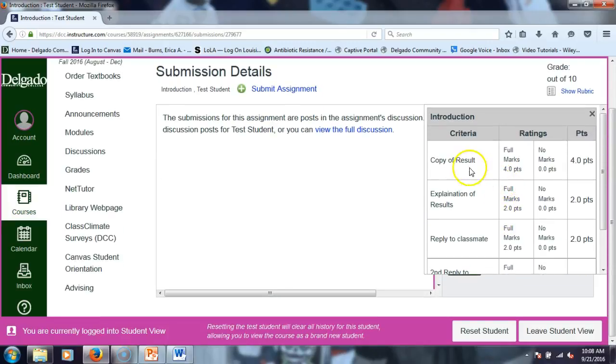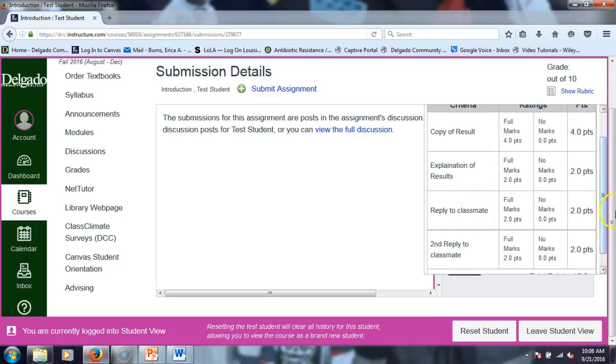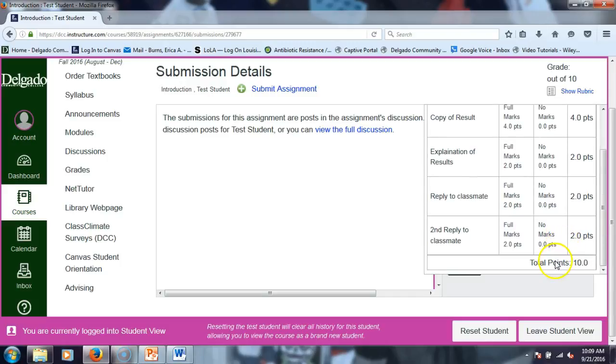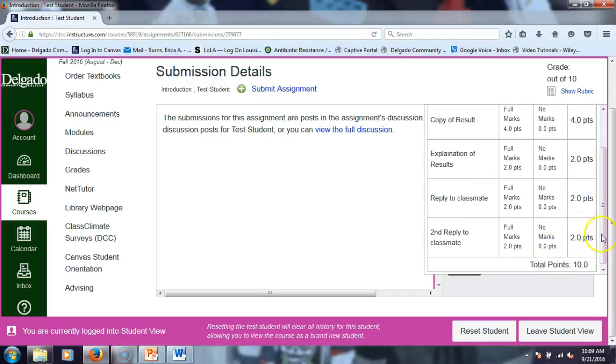This is basically the instructions, right? The instructions tell you get 4 points for putting your result, 2 points for explaining your result, 2 points for replying to a classmate, 2 points for replying to another classmate, for a total of 10 points. So if you didn't get your full 10 points, then you look at your rubric and you can see where you lost points, right? Or I made a comment, or I did both. Which I think in this class, I don't think anyone lost points.